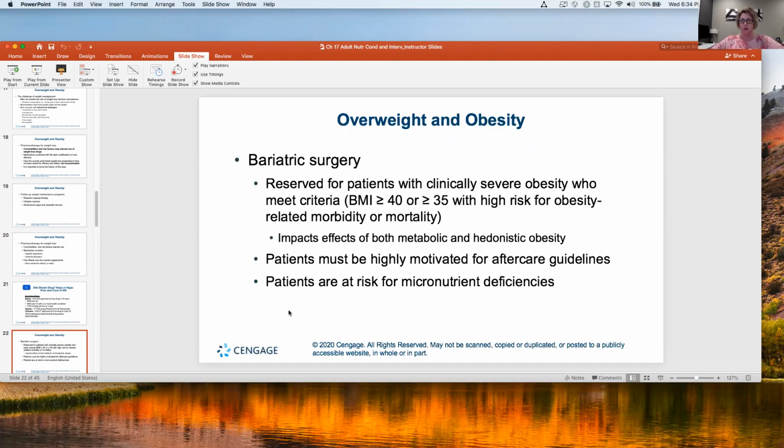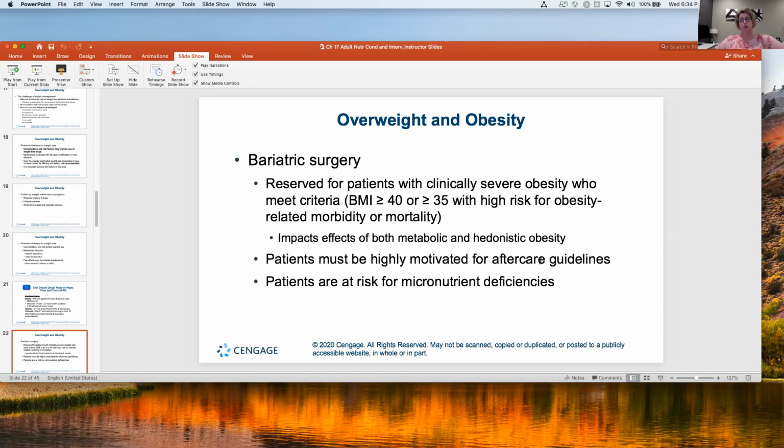This is what the slide is talking about. And if I was asking you quiz questions, this is what it might be looking for: we tend to not do bariatric surgery until we have patients that have a BMI of 40 or above, or they can be 35, but they have to be high risk, meaning that they have some other chronic disease, like hypertension or diabetes. Because with the gastric bypass, they need to be motivated to change afterwards.